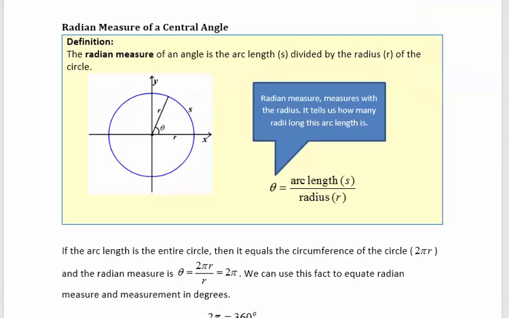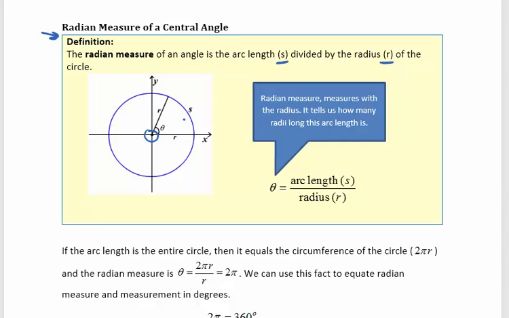Radian measure of a central angle. All central angle means is that we are going to be centered right here, with the vertex at the origin. So let's take a look again at another definition here. The radian measure of an angle is the arc length divided by the radius r of the circle. So arc length we're going to define as S here, and the radius is R.